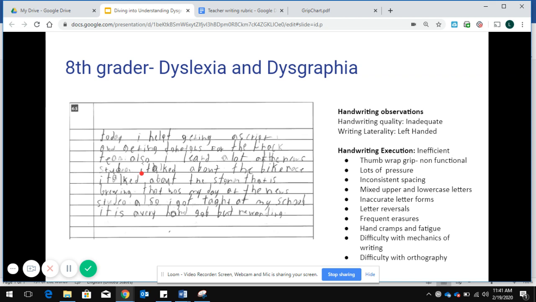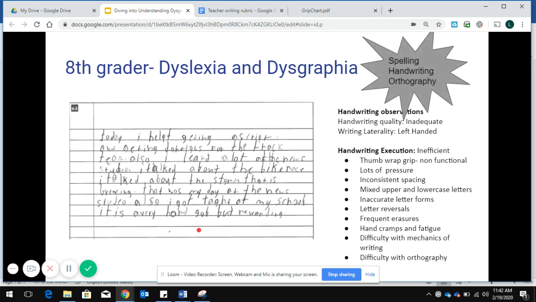He demonstrated overall difficulties with the mechanics of writing and difficulty with orthography. For eighth graders, it's expected to write 16 to 23 words per minute. He was only able to write 10.4 words. And when he was copying, he was only able to write 6 words. So his letter production and letter formation and his rate and accuracy were very, very impacted with dyslexia and dysgraphia. And his areas of struggle were spelling, handwriting, and orthography.